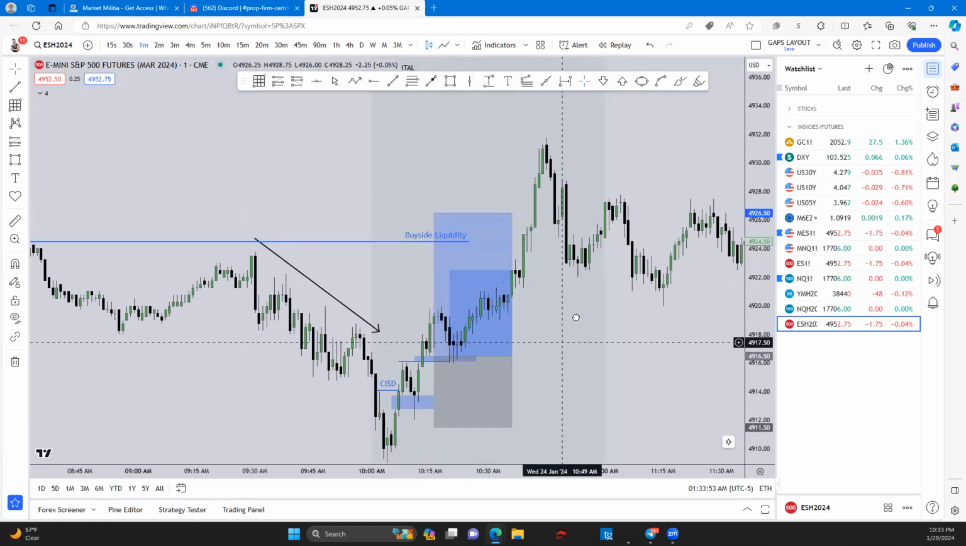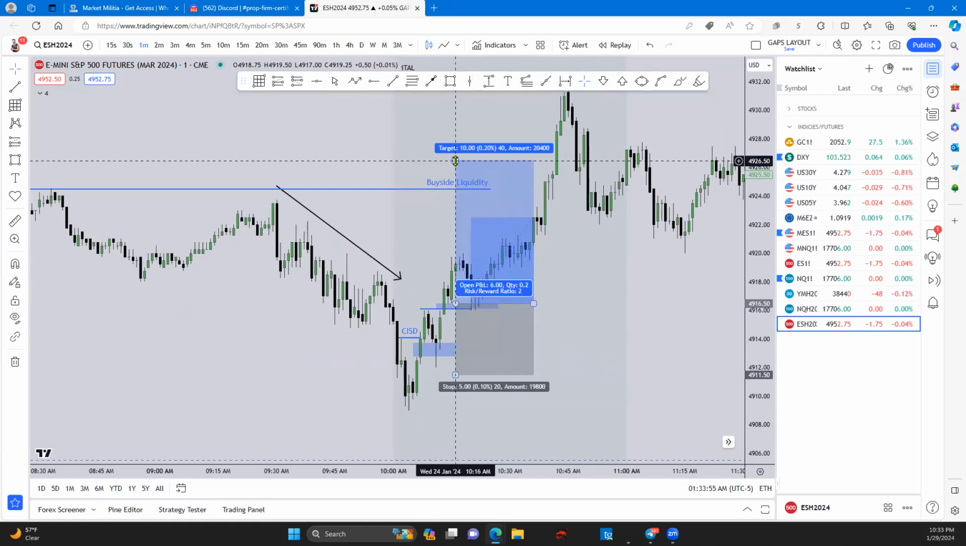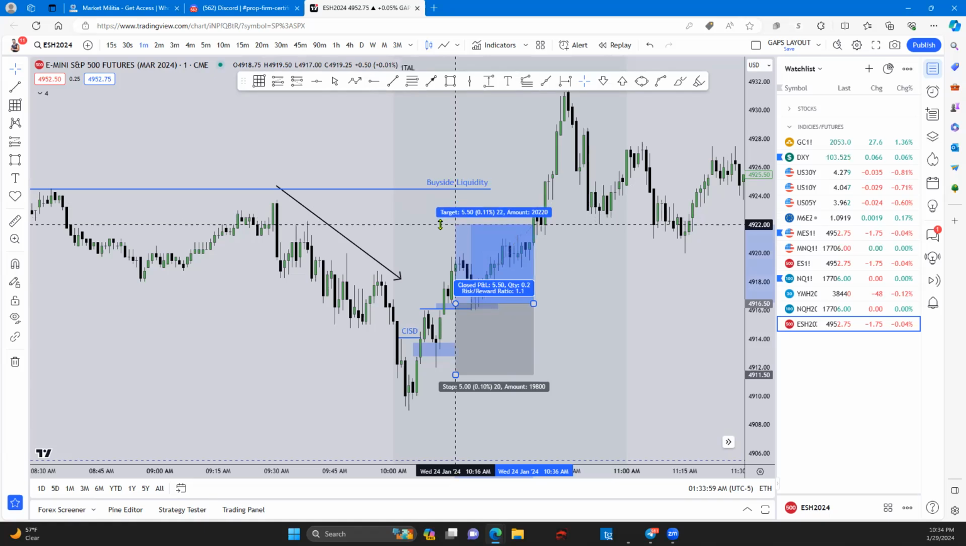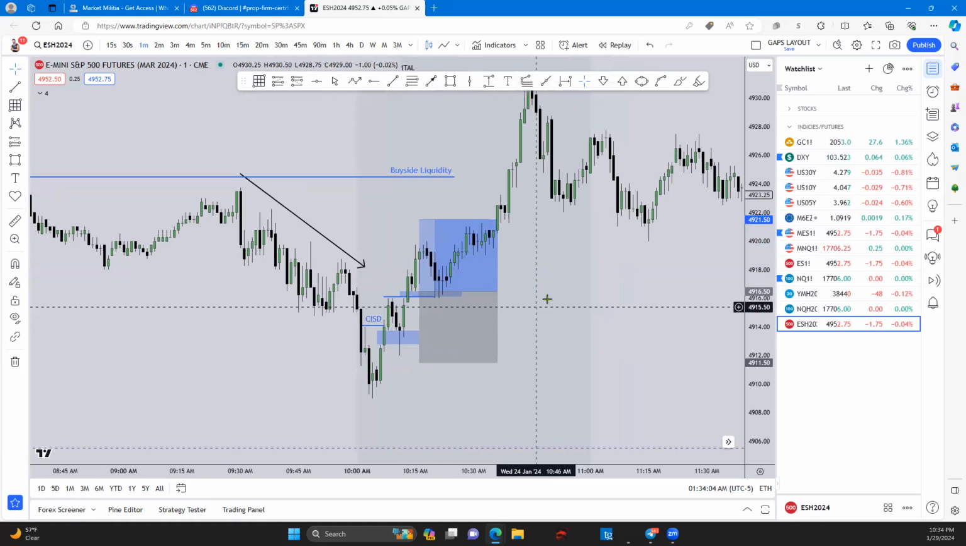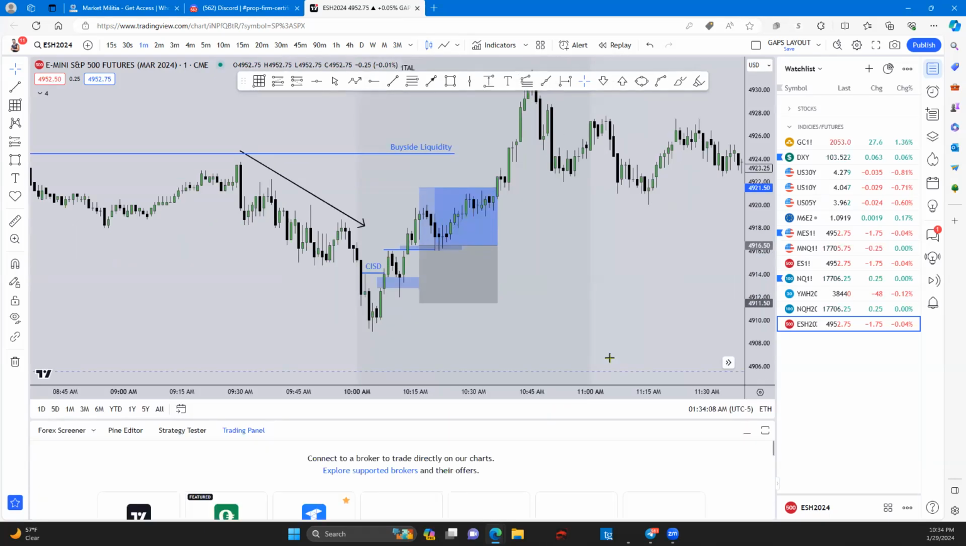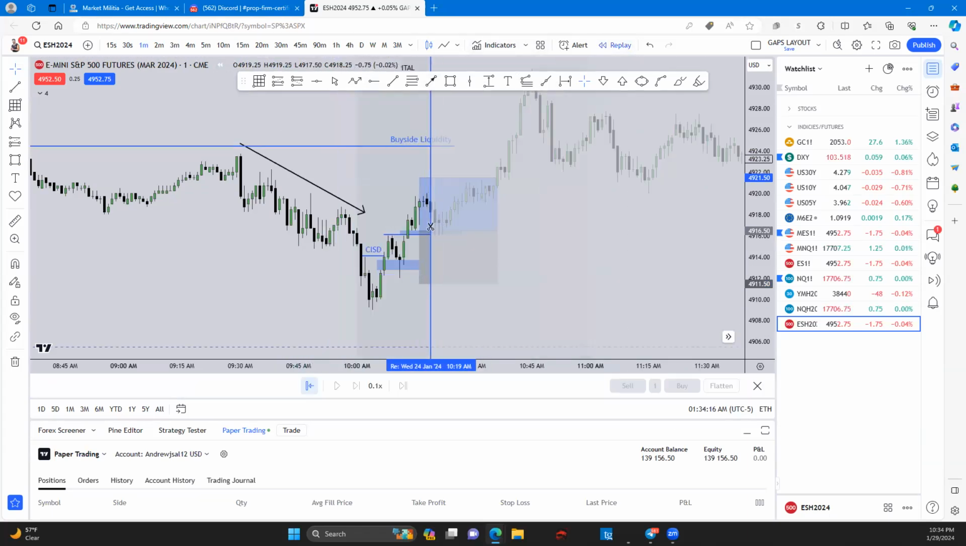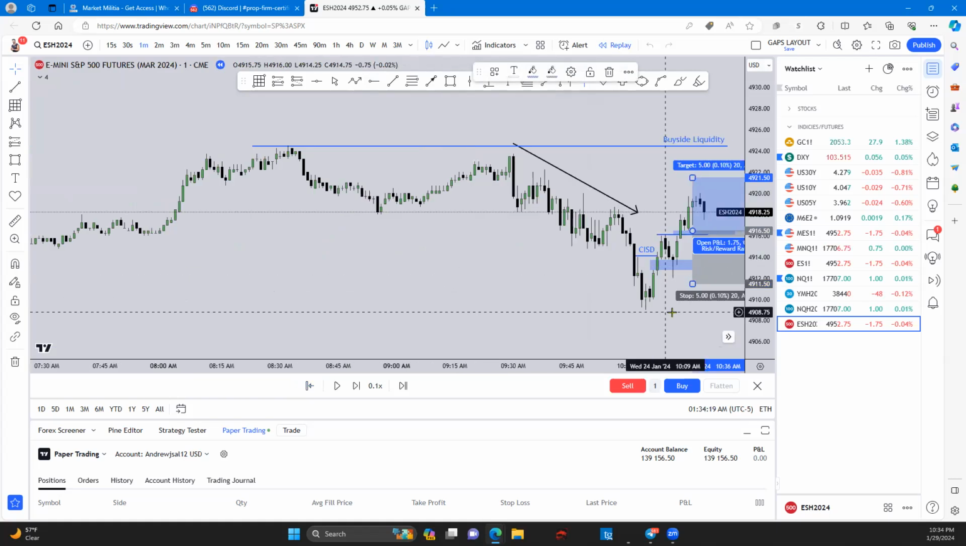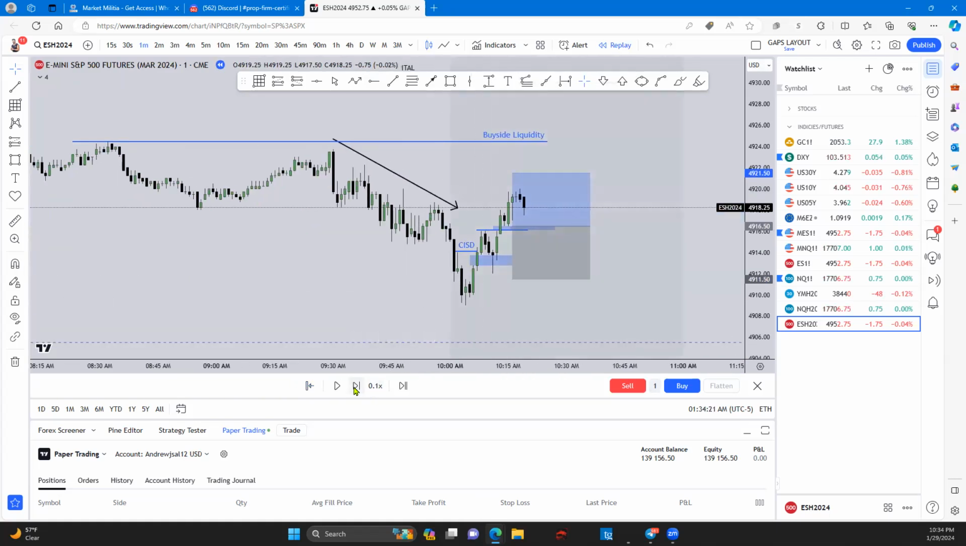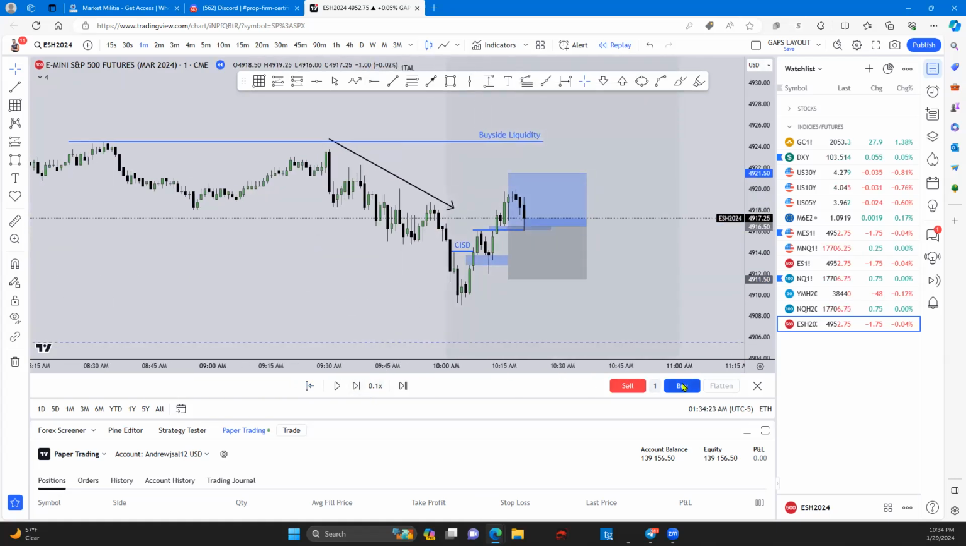Okay. This is a high probability setup. Okay. Has a very high win rate. So shooting for a 1-to-1 for 5 points is not bad, right? So if we had one contract, right? Let's replay this. Price forward. One contract.